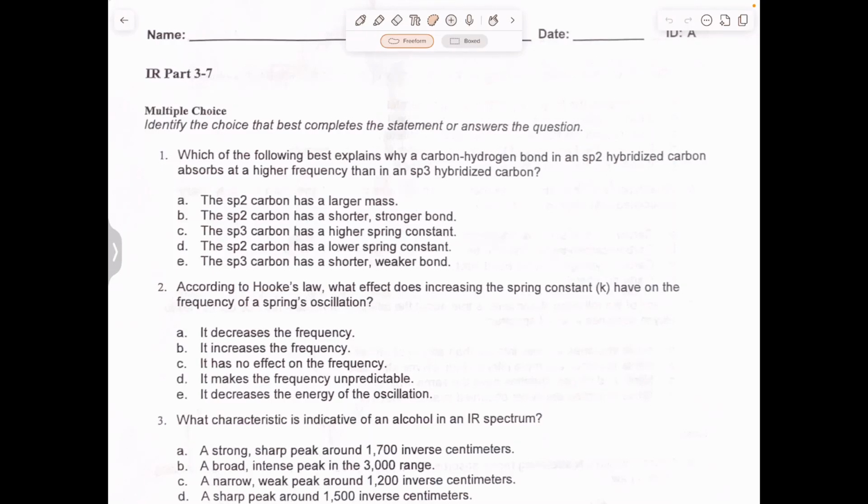So this video will cover the multiple choice questions from the IR Part 337 assignment from class. So the first question, which of the following best explains why a carbon-hydrogen bond in an sp2 hybridized carbon absorbs at a higher frequency than in an sp3 hybridized carbon? So first, let's look at what an sp2 versus an sp3 carbon is, just as a review.